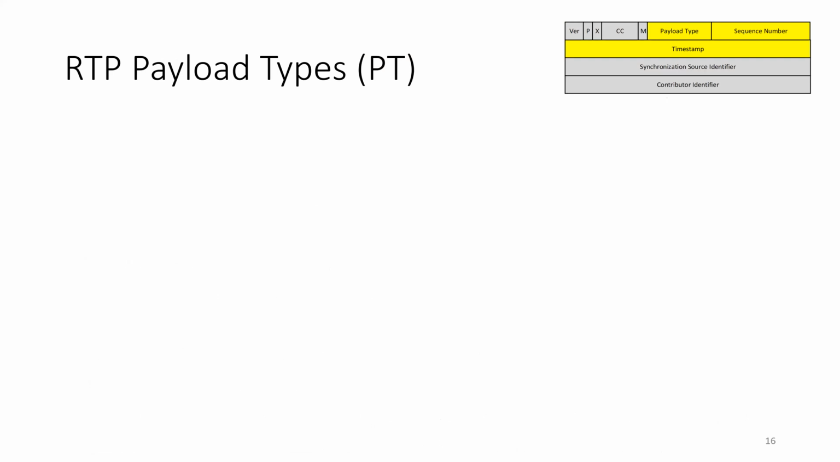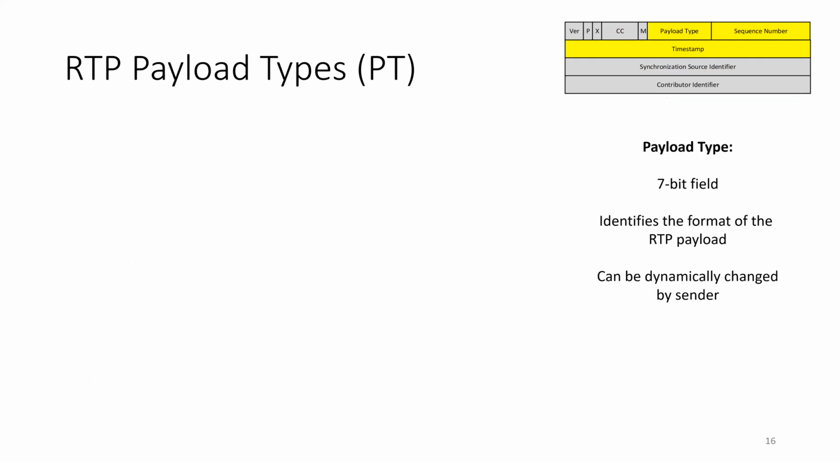Looking at the payload type, the payload type is a 7-bit field with a little bit of binary math that tells you it's possible to have 128 possible payload types that are identified. But simply, this is a way to identify the format of the payload. An important aspect of the payload type is that it may be used to dynamically change the format by the sender, maybe based on some type of network performance feedback information.